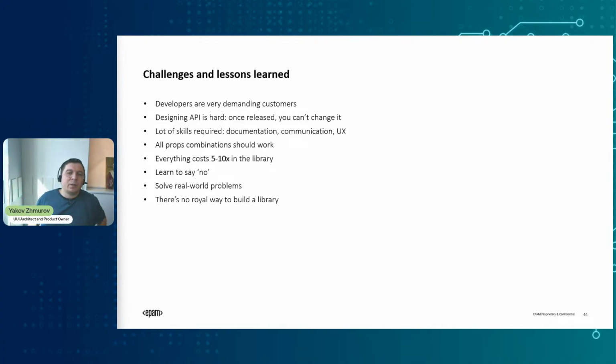And we have a rule of thumb. A new feature should be useful for at least 5 projects to even consider putting it into the library.